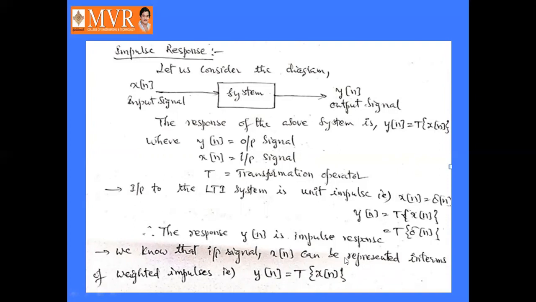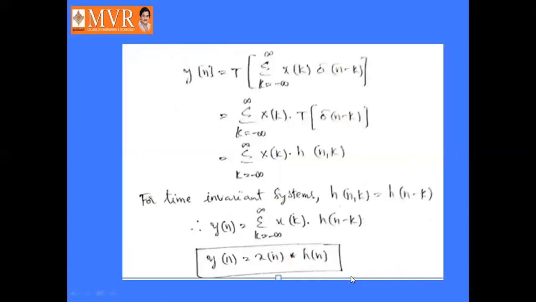Okay, we know that the input signal x of n can be represented in terms of weighted impulses. That is, y of n equal to transformation of x of n. So y of n can be represented as transformation of x of n. x of n is represented like this: sigma k equal to minus infinity to infinity x of k into delta of n minus k.